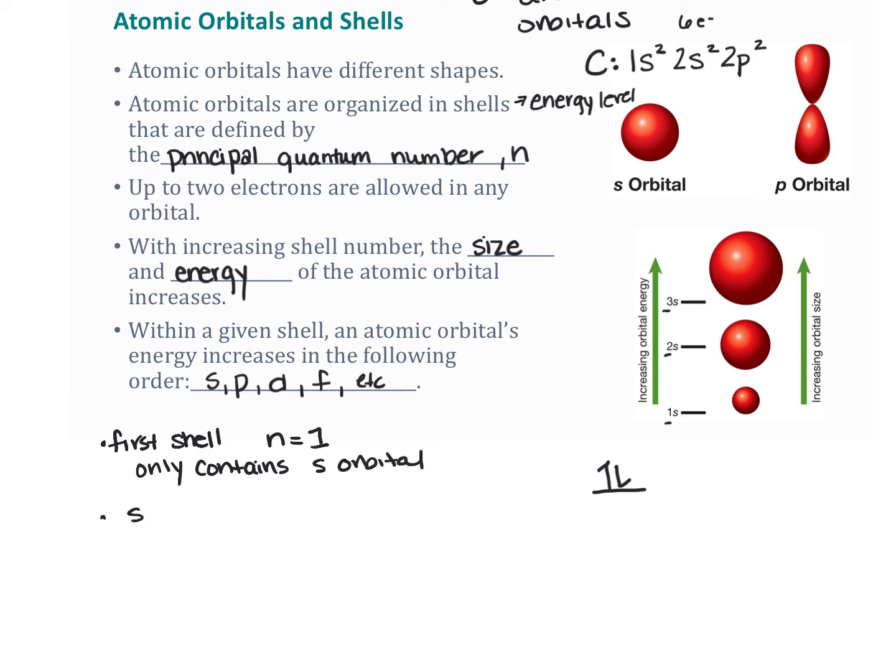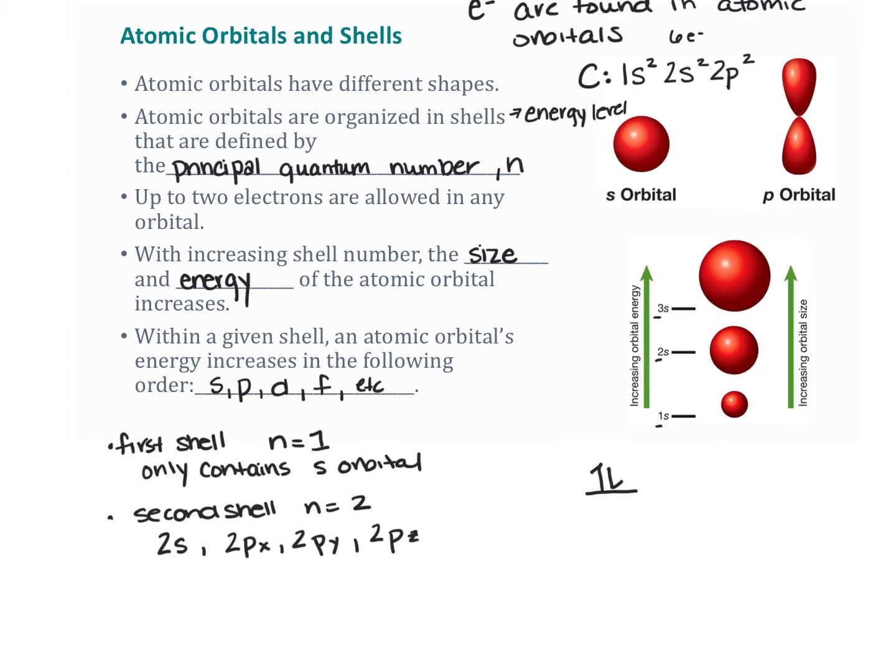In the second shell, where N equals 2, we get 1 S orbital and 3 P orbitals. So we end up with 2S, but then we remember we have 2P, and we can have 3 different directions of P, so we call that 2PX, 2PY, and 2PZ. And then the third shell contains 1 s orbital and 3 p orbitals and 5 d orbitals. But again, we're really just going to hang out in these 1s and 2s orbitals in organic chemistry.